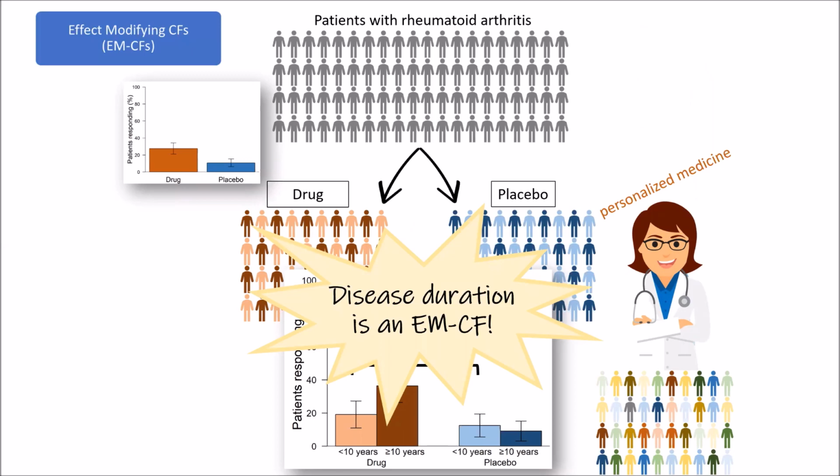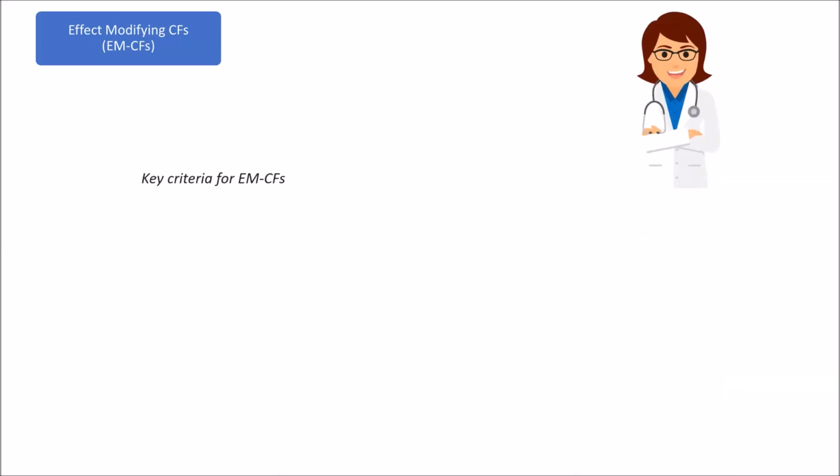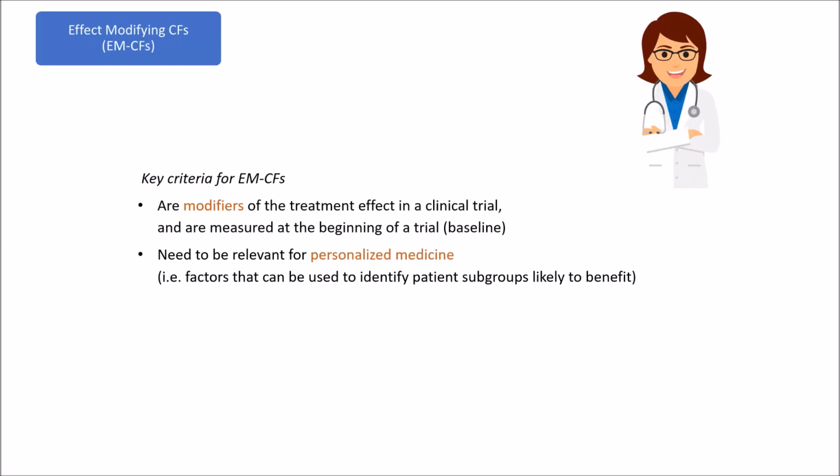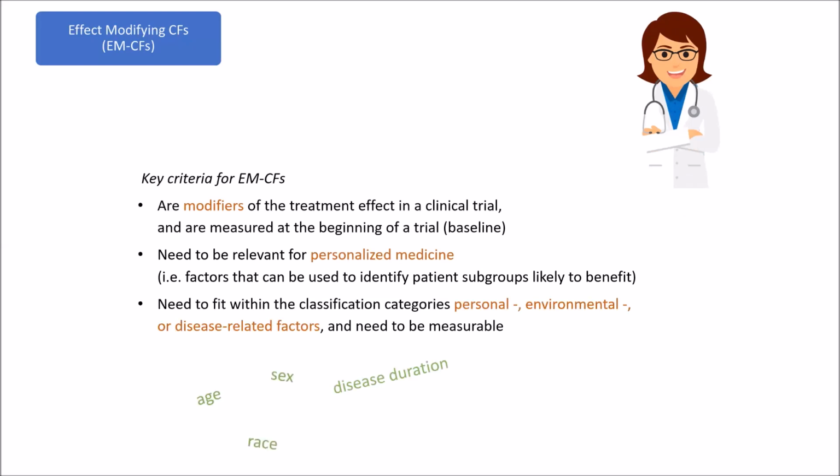In more technical terms, effect-modifying contextual factors are so-called modifiers of the treatment effect in a clinical trial, like we saw in the example. And they are measured at the beginning of a trial. Effect-modifying contextual factors need to be relevant for personalized medicine. And finally, they need to fit within the classification categories personal, environmental, or disease-related factors, and they need to be measurable. This could include factors such as age, sex, race, disease duration, and so on.